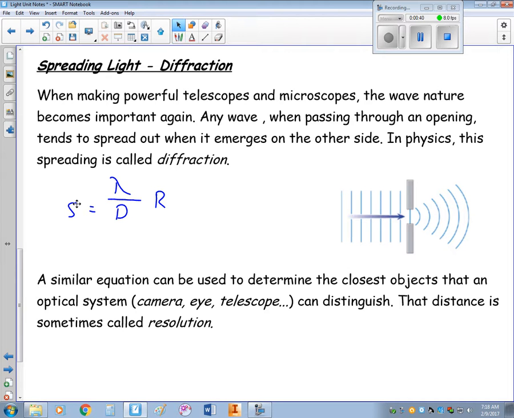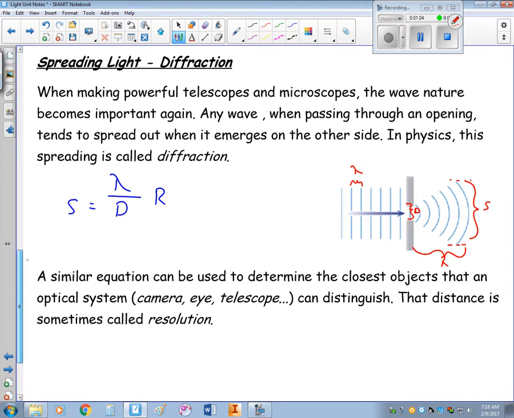So that's our wavelength right there. That's our D. And if I want to take a look at how far this spreads, that'd be my value for R.